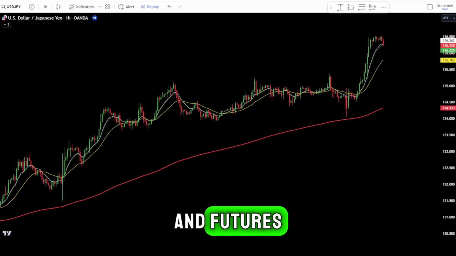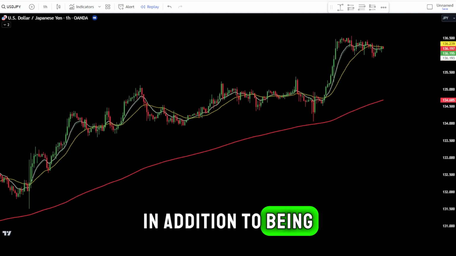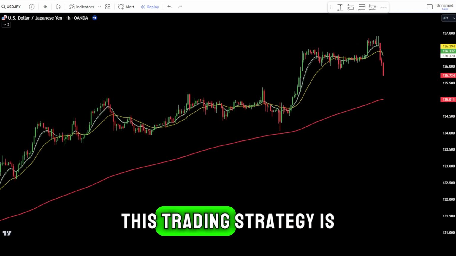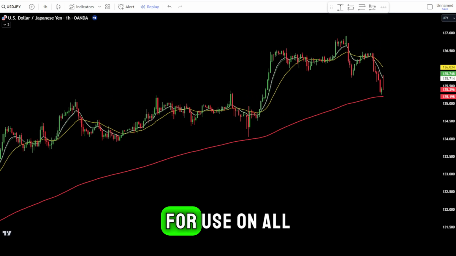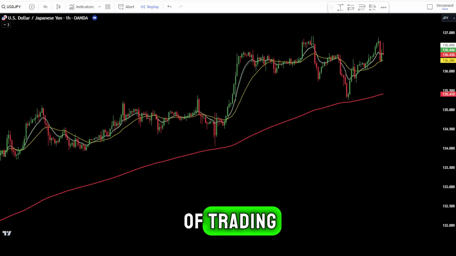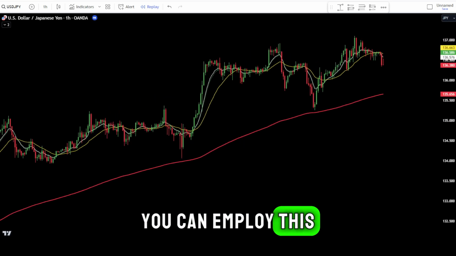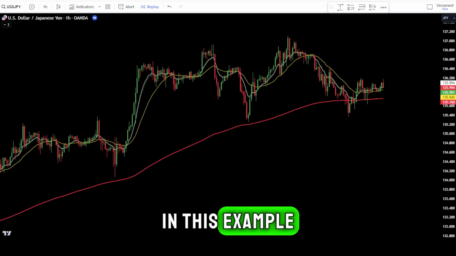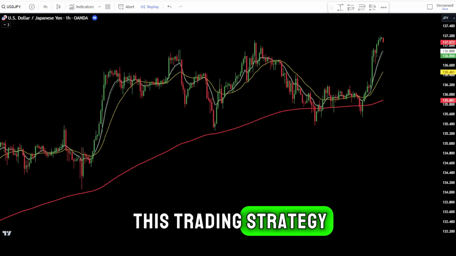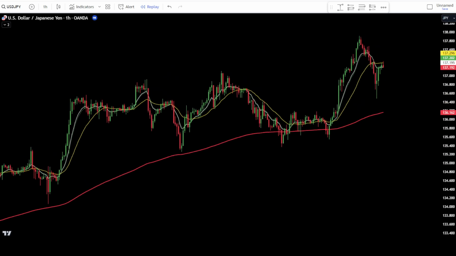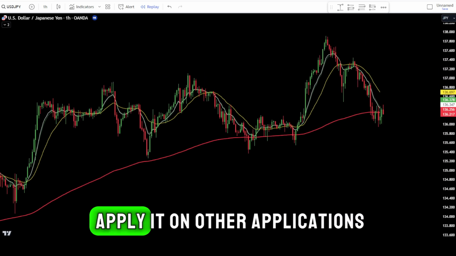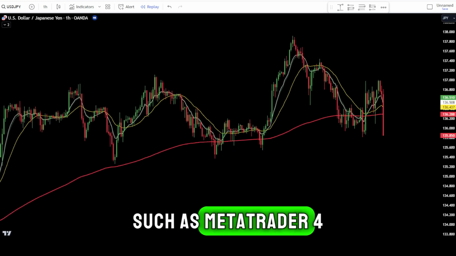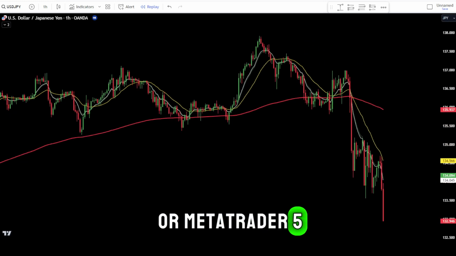stocks, and futures. In addition to being applicable to day trading, this trading strategy is also suitable for use on all time frames and types of trading. You can employ this day trading strategy in both scalping and swing trading. In this example, we will be using this trading strategy on the TradingView platform. However, you can also apply it on other applications such as MetaTrader 4 or MetaTrader 5.